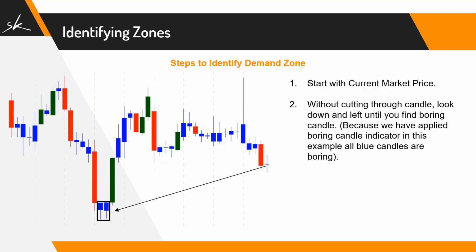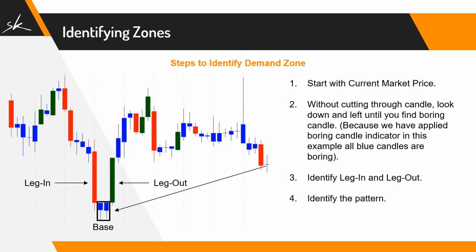After identifying the boring candle, which is called as basing, we will identify leg in and the leg out. Exciting candle to the left of the basing is called as leg in, and the exciting candle to the right of the basing is called as the leg out. Once we have identified all the three components, which is leg in, basing and leg out, now we will identify the pattern. In this case, it's a drop, base, rally.